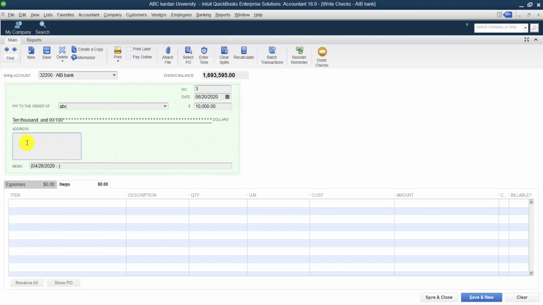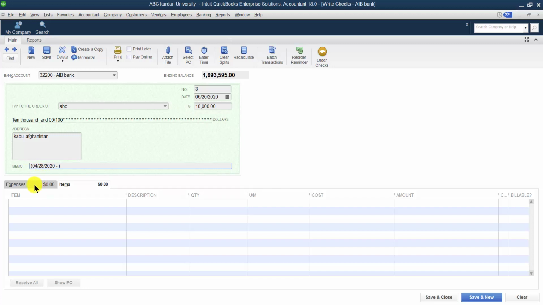And of course, this is the address of the vendors. So where is his address? You can mention, for example, let us say Kabul, Afghanistan. Okay, for example, right? This is the address, and this is the memo. If you want to make a specific memo, you can mention the memo here as well, right?